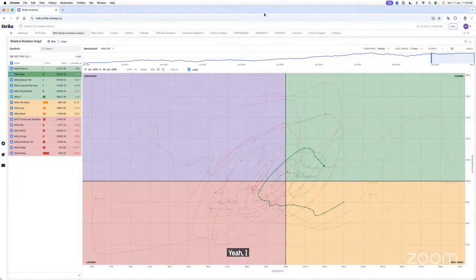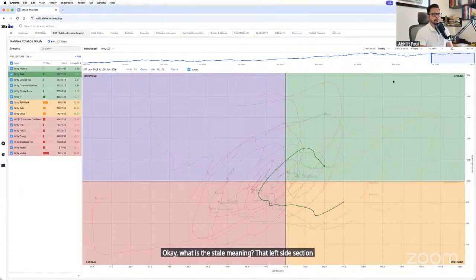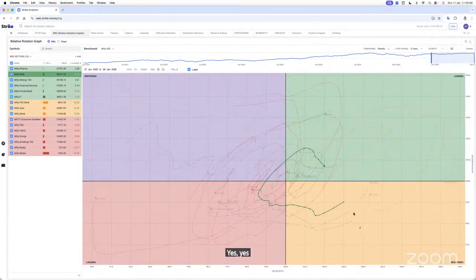Yeah, Abhijit, I have a small doubt. What is this tail meaning? That left side section you can see, tail, you are presenting, right? Yes. What is this tail meaning?